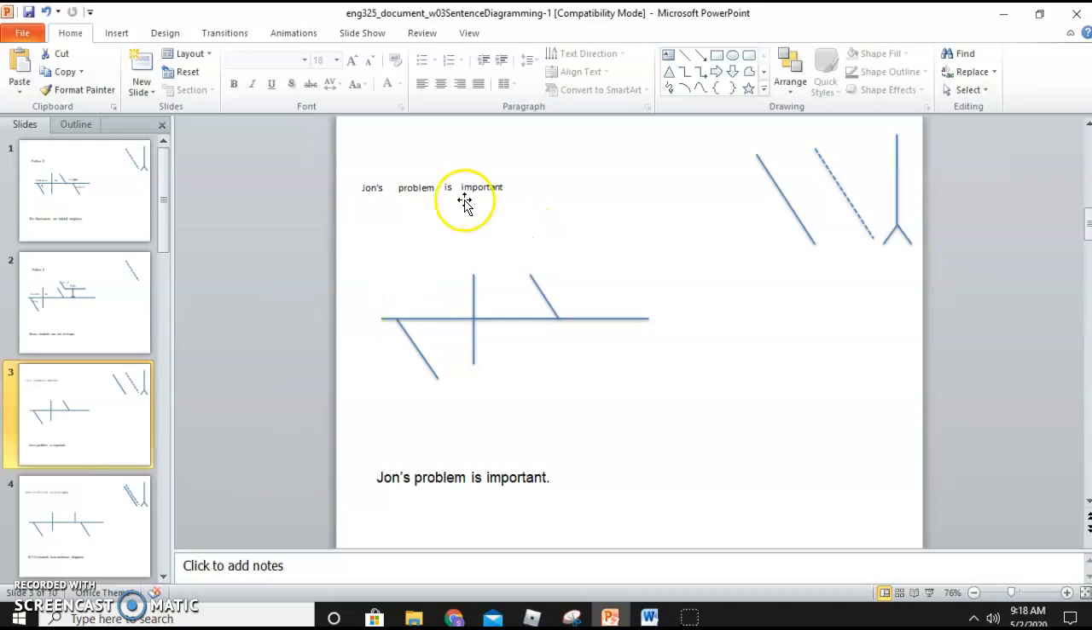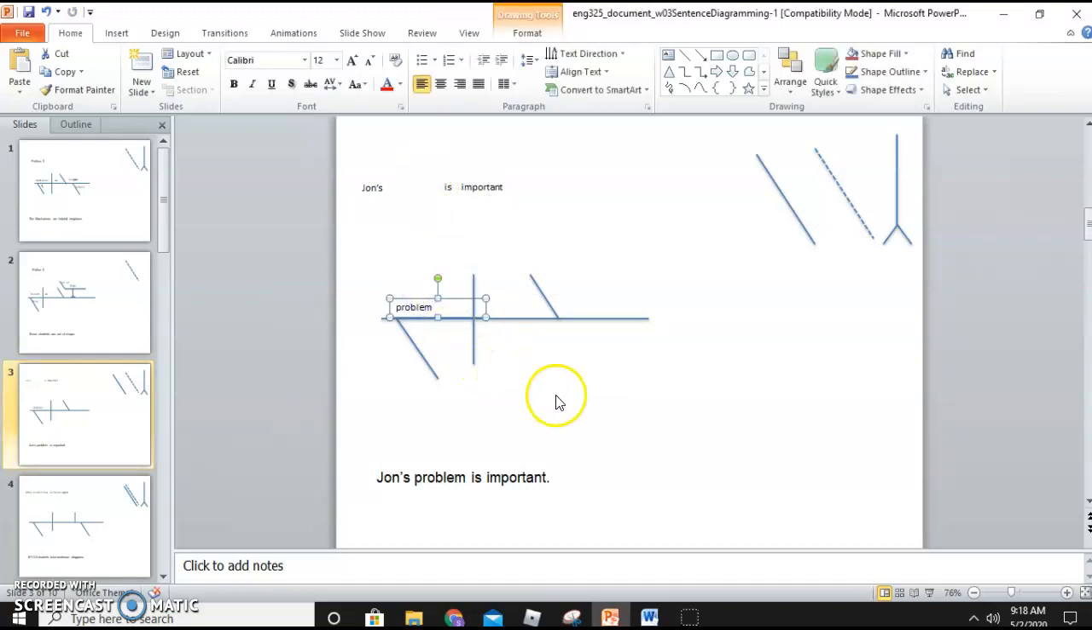A couple more. I'm going to move a little bit faster because hopefully we've kind of got the idea here. Again, we've got my basic structure of that horizontal and vertical line. I'm looking for subject and verb. The subject is problem. Now, this brings up the important point. We are not worried about meaning. We don't care about what this means. We're worried about how things function.